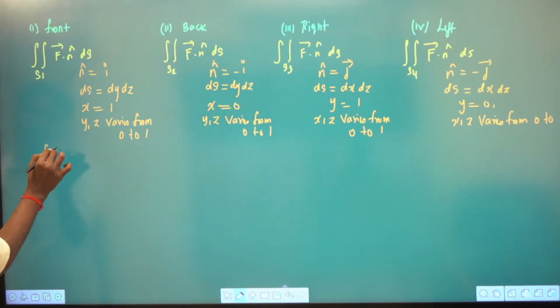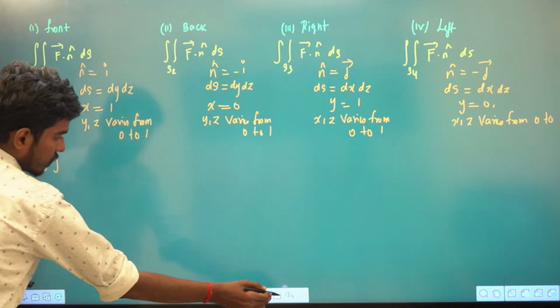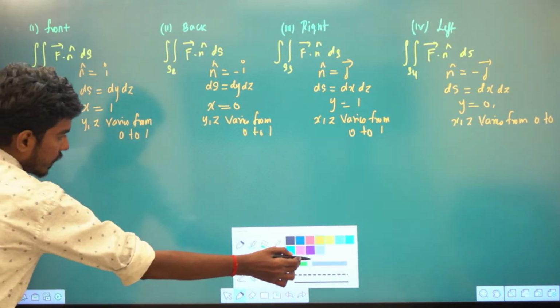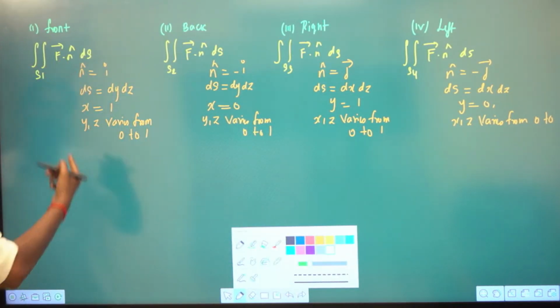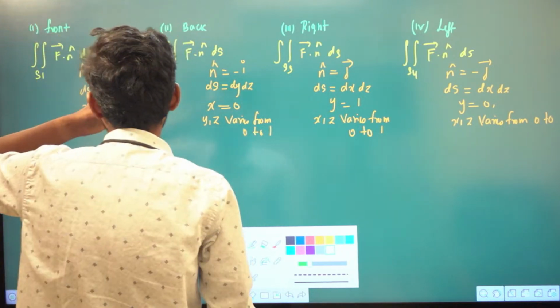Now you can integrate this. So double integral over F vector dot n cap. So what is F dot n? We know F, right? So what is F?